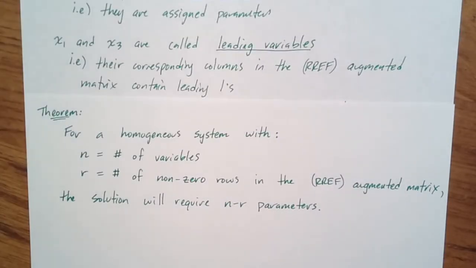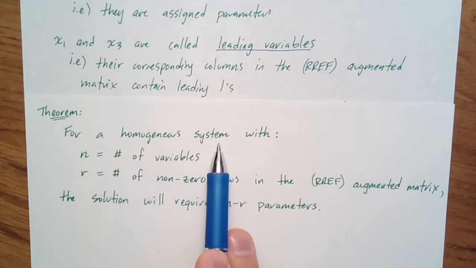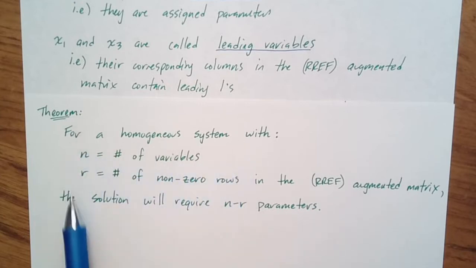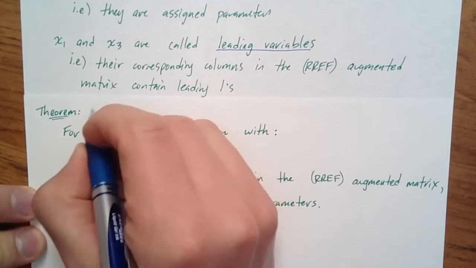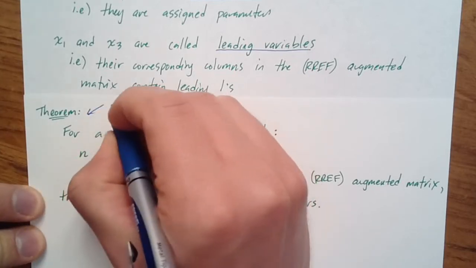So that's just an example, but it's going to be true for every homogeneous system. That's the only thing you need to assume about it for this statement to be true. So remember, homogeneous just means all the constant terms are 0. So this theorem has a name. This is called the free variable theorem.